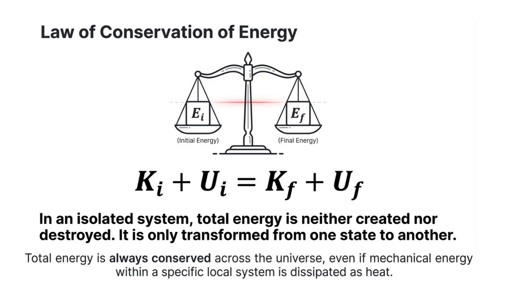This slide highlights the law of conservation of energy, which tells us that in an isolated system, the total amount of energy remains constant. Energy isn't created or destroyed. Instead, it changes form. The initial kinetic and potential energy together equal the final kinetic and potential energy. This means that energy can shift, like from motion to stored energy or vice versa, but the total stays the same. Even though mechanical energy might turn into heat or other forms locally, the total energy in the universe is always conserved. This balance is fundamental to understanding how energy works in different systems.